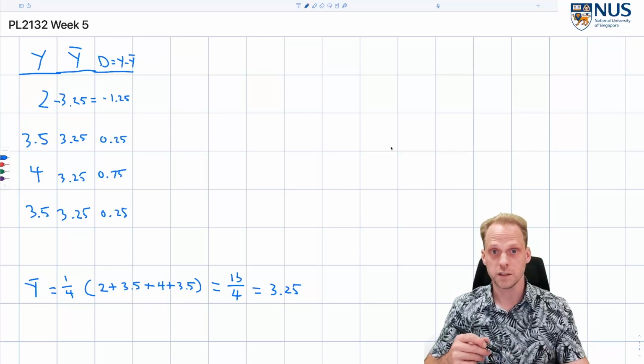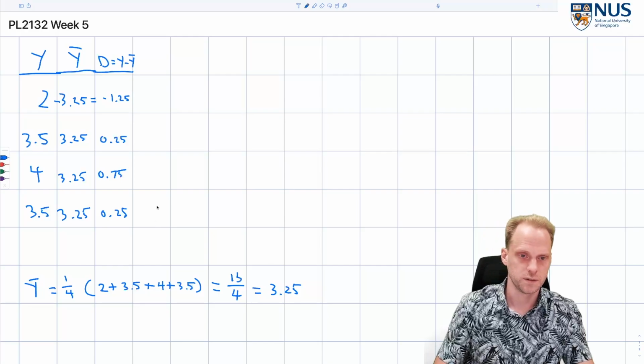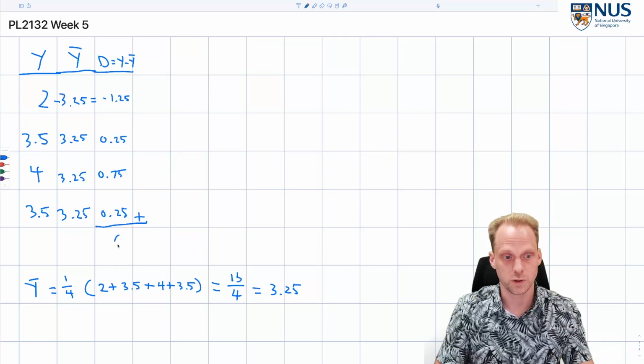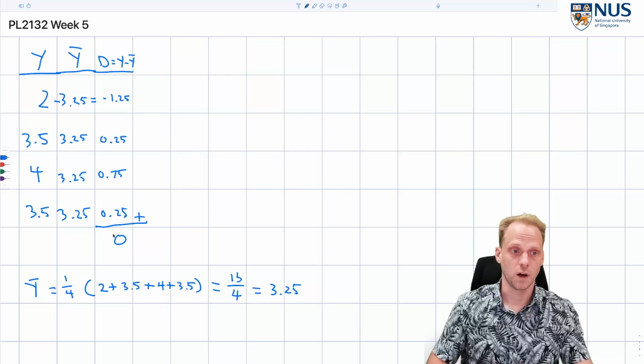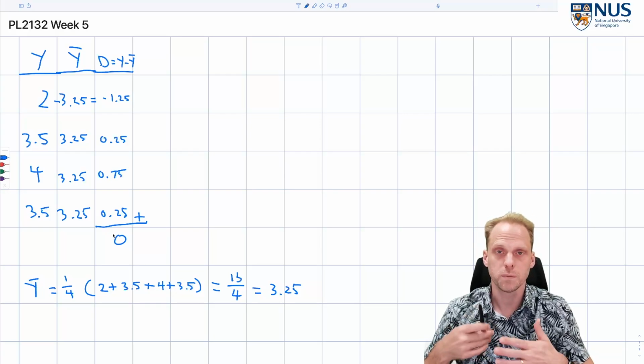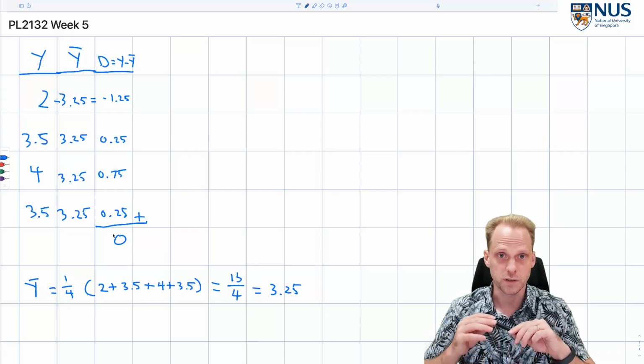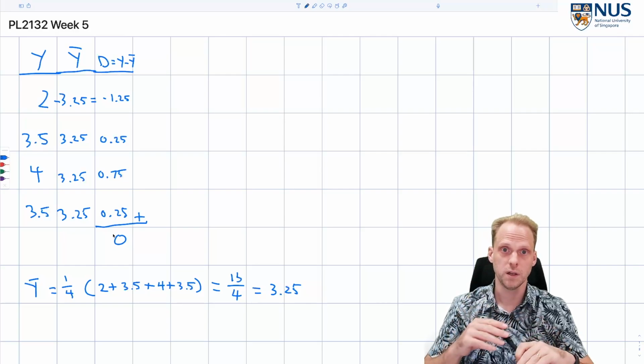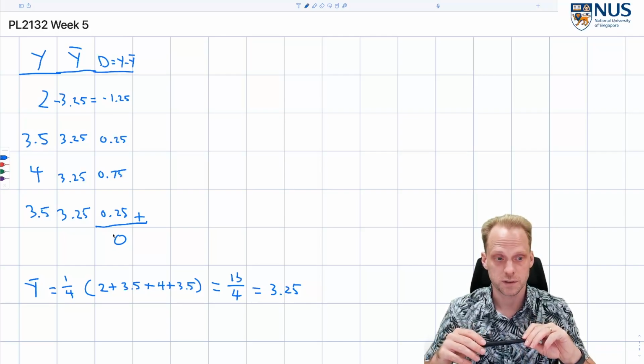Now, there's an interesting thing with these deviances, and that is that their sum should always be 0. Otherwise, the mean would not be the average. The definition of the mean is that it's really between these deviances.